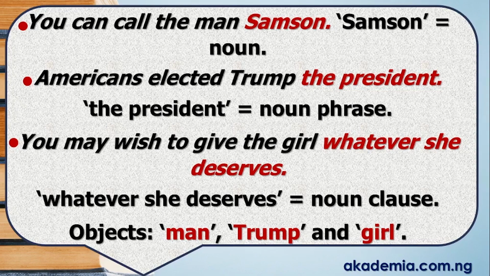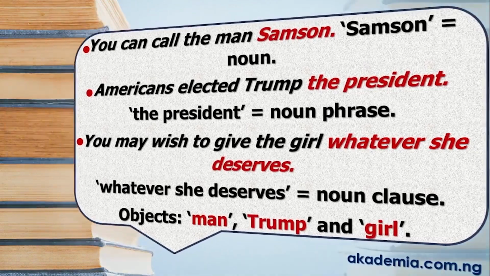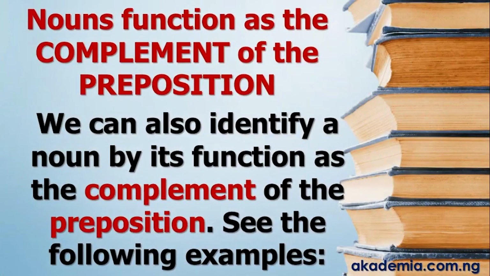Let's see another example. You may wish to give the girl whatever she deserves. Whatever she deserves is a clause, and it is functioning as a complement of the object, the girl. Whatever she deserves here is a noun clause. So if you look at the objects in these three sentences, you have the man, you have Trump, and then you have the girl. So in other words, we are saying that a noun functions as the complement of the object. Also, a noun functions as the complement of the preposition.